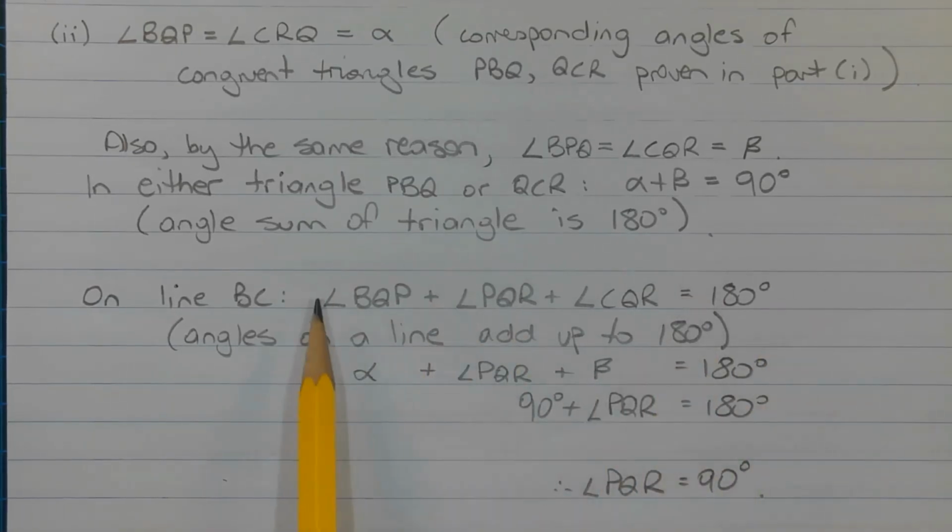So going back to this equation here, angle BQP is alpha, angle CQR is beta. So alpha plus angle PQR plus beta is equal to 180 degrees, but alpha plus beta is 90 degrees, and I've shown that here. So 90 degrees plus angle PQR is equal to 180 degrees. Therefore, angle PQR is equal to 90 degrees as required.